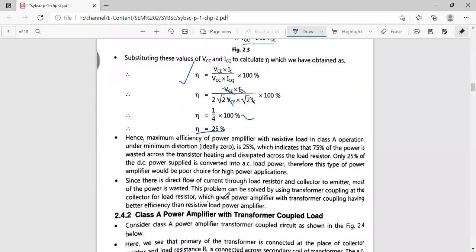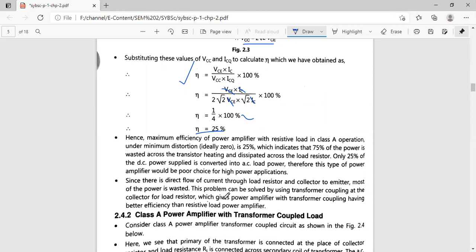All right. So hence the maximum efficiency of power amplifier with resistive load in class A operation under the minimum distortion, like ideally distortion is 0, is about 25%, which indicates that 75% of power is wasted across the transistor as heating and dissipated across the load resistor. Ideally we are expecting 100% of output, but we are not getting 100% output. Why? Because 75% of power is wasted across the transistor in terms of heating, right? And we are getting only 25% at the output. Only 25% of DC power supplied is converted into AC load power.